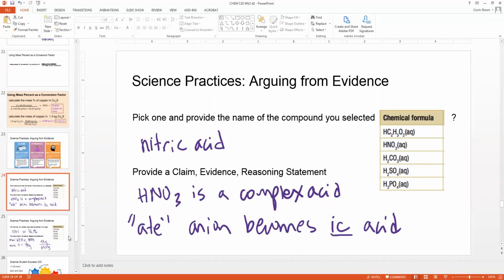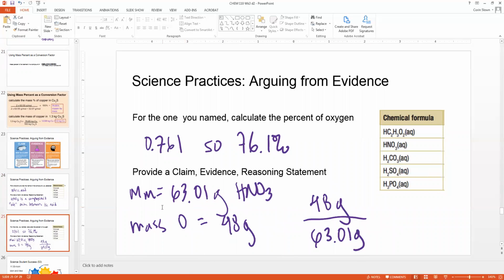So you can use your flow chart, and that's really what allows you to provide this claim-evidence-reasoning statement. Well, what about calculating the percent of oxygen? I'm going to choose nitric acid, because that's the one I named. The molar mass in total of nitric acid is 63.01 grams. The mass of oxygen: I have 3 oxygens, so 3 times 16 gives me 48 grams. So 48 grams divided by 63.01 grams gives me 0.761, or 76.1% oxygen in my nitric acid.